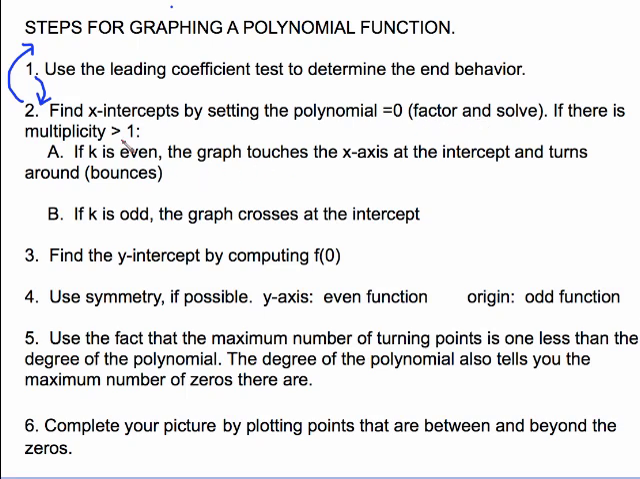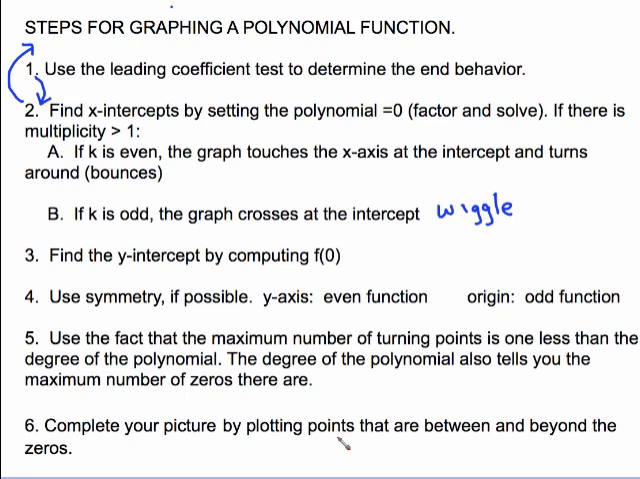If there is a multiplicity greater than 1, you've got these 2 possibilities. If k is even, the graph is going to touch the x-axis at the intercept and then turn around. I call that a bounce. If k is odd, the graph will cross at that intercept, but you often get this little wiggle thing, which I will show you when we get to one of those examples. Then I use the leading coefficient test to figure out what's going to happen at the ends. These 2 are very easy to do and very important. They give you a very good picture of what's going on with the graph.